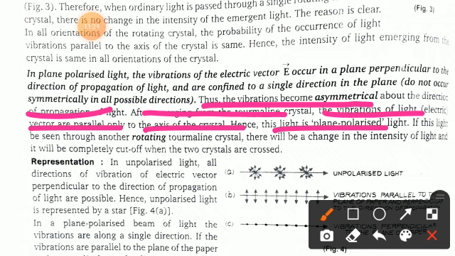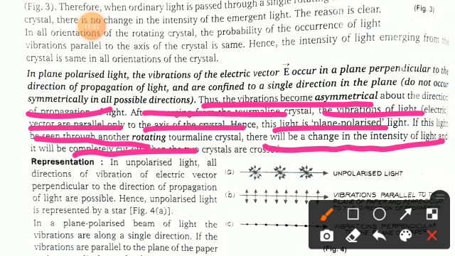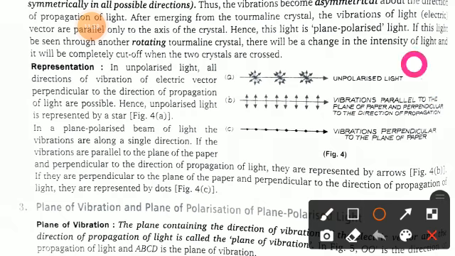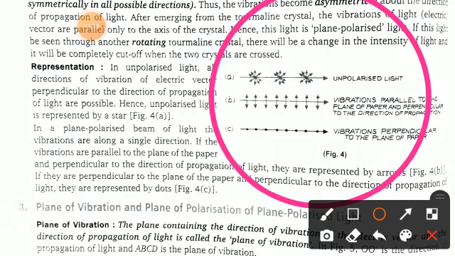Clear? So, if this light is seen through another rotating tourmaline crystal, there will be a change in the intensity of the light. It will be completely cut off when the crystals are crossed together. Now, this is a representation of the polarized and unpolarized light. You can see it in figure number 4. Clear? I'm not going too deep. Just see the figure, and if you have any doubt, kindly ask me.